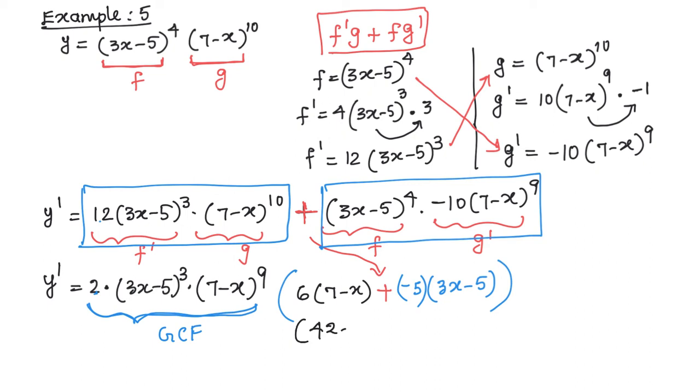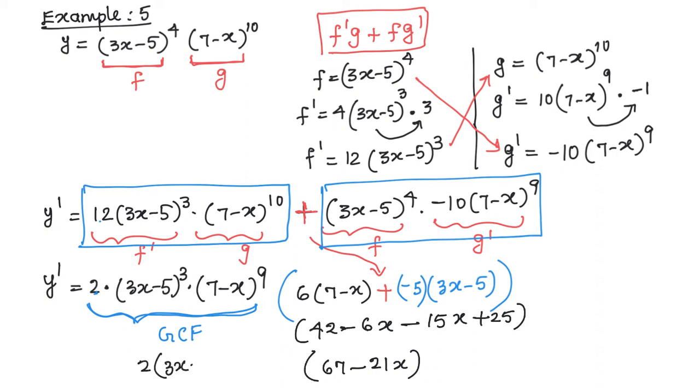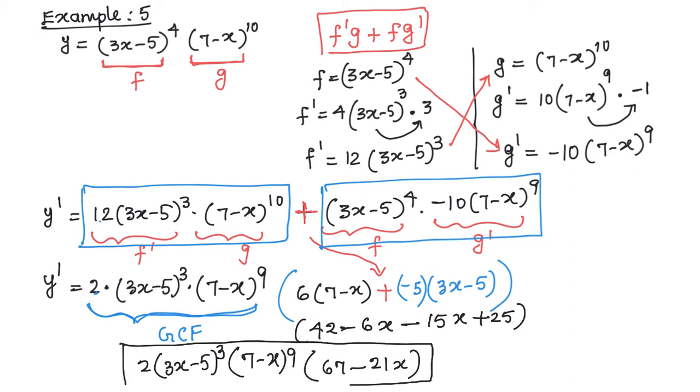So 42 minus 6x minus 15x plus 25, that is 42 plus 25, that is 67 minus 21x, and the GCF will be still there. So write that down. So that is the derivative. Okay, let me write down. This is y prime. So y prime equal.